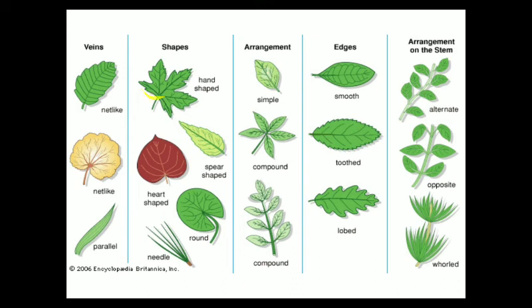On the basis of the shape of lamina, leaves are categorized into hand shaped, spear shaped, heart shaped, round shaped, needle shaped. On the basis of incision in the leaf, leaves are of simple type or compound type. On the basis of the edge or margin, the leaves are smooth, toothed and lobed. On the basis of the arrangement of leaf on stem, leaves are categorized into alternate leaves, opposite leaves and whorl leaf. So on different criteria, there are different characteristics of lamina on which we can categorize leaves into different types.